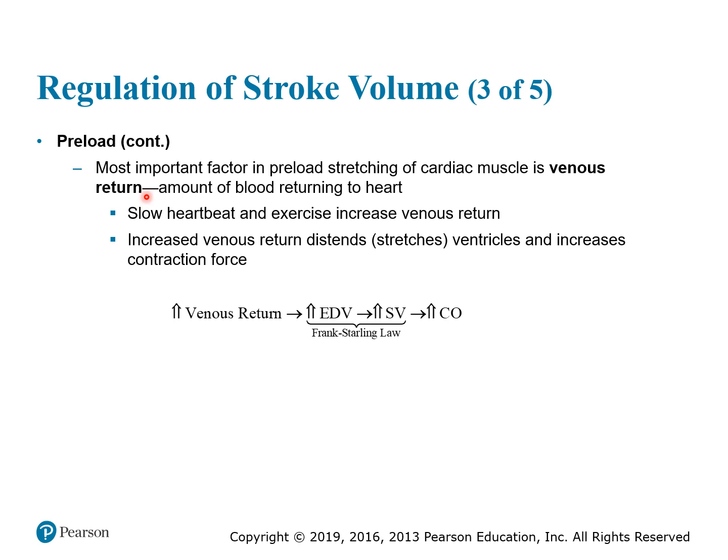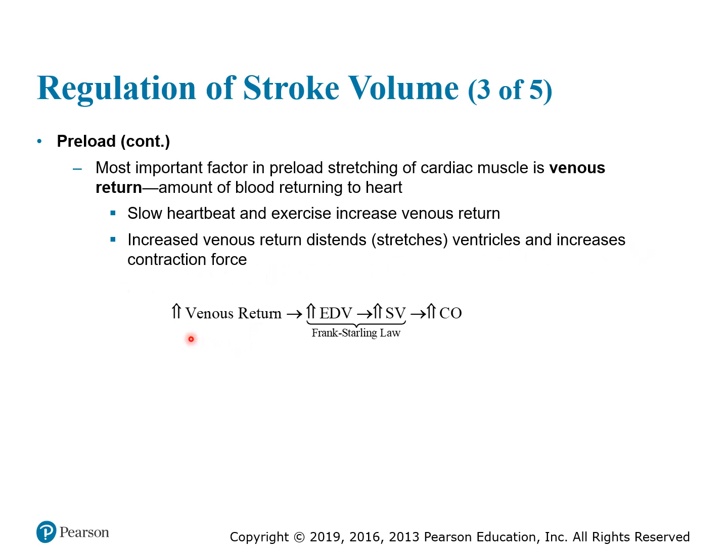The most important factor in preload stretching of cardiac muscle is venous return. What is venous return? The amount of blood returning to the heart. Slow heartbeat and exercise increase the venous return. So when we exercise, the muscles contract, especially the muscles in the lower limbs, and as a result the venous return is increased. And also when the heartbeat is slow, the ventricle gets more time to fill, and the end diastolic volume increases. Increased venous return distends the ventricles and increases the contraction force.